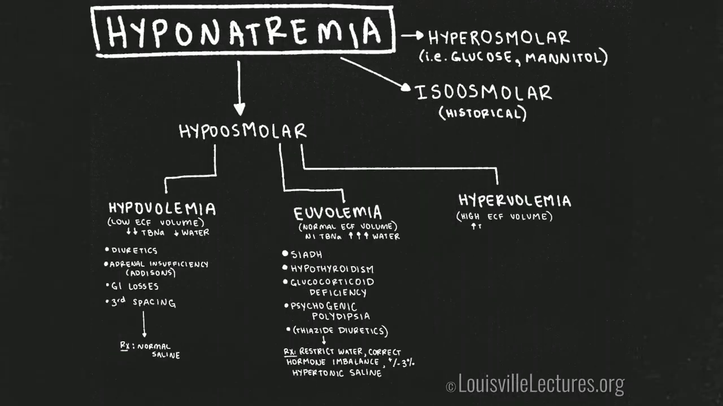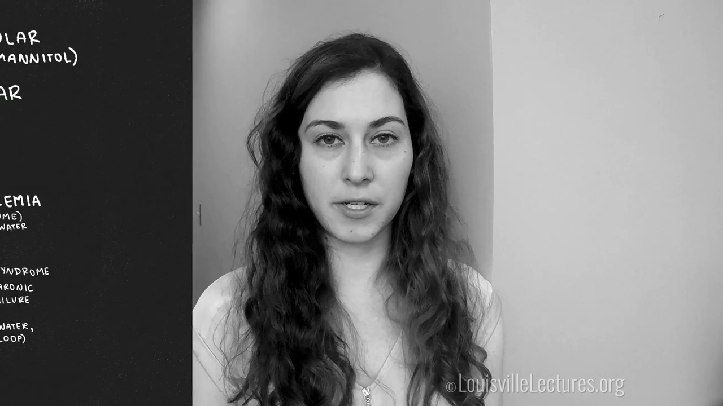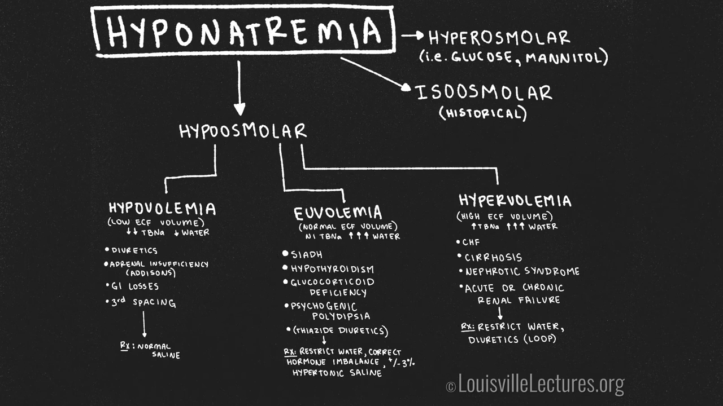Lastly, the last category we have is hypervolemia. And so, as you can imagine, those people are volume overloaded in proportion to how much sodium they have. Most of those cases are things like CHF, cirrhosis, nephrotic syndrome, and then either acute or chronic renal failure can also cause this as well. And the way to treat these patients is to restrict water as well and to give them loop diuretics. And it's very important that it's loop diuretics because thiazide diuretics can actually worsen the patient's hyponatremia as well.